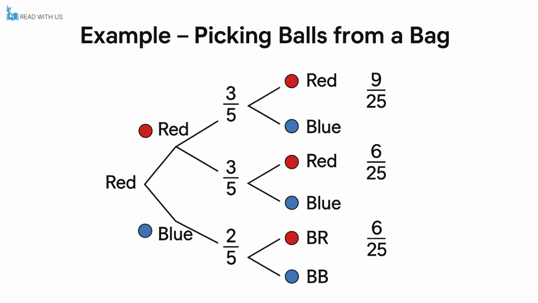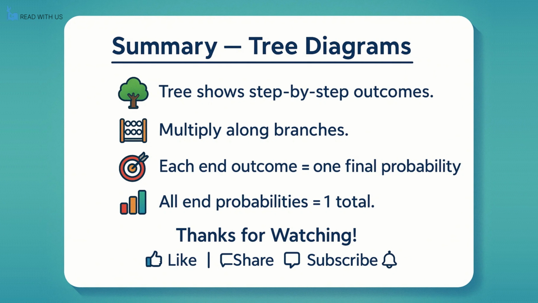To summarize, tree diagrams show all possible outcomes in sequence. Each branch is labeled with probabilities. To find combined probabilities, multiply along branches. The total probability of all final outcomes should always equal 1. That's how we use tree diagrams to calculate and visualize probability outcomes.